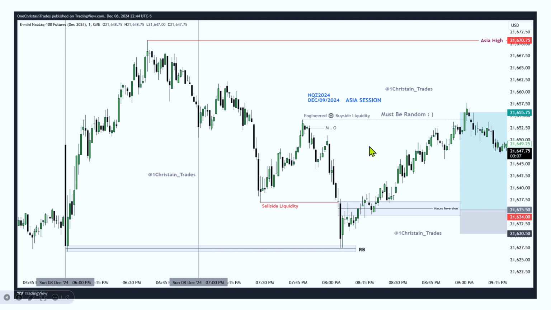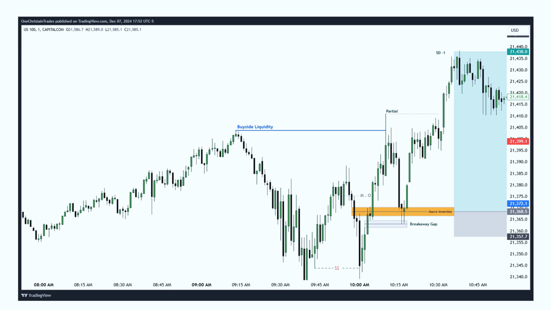So one of the signatures is looking at the fair value gaps, the CB that forms during the macro. I'll brush up on that one more time. Let's go to another example.